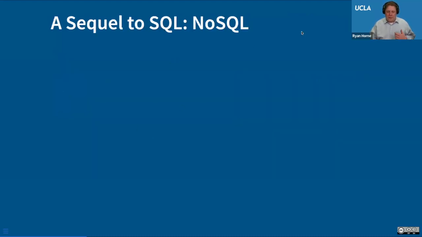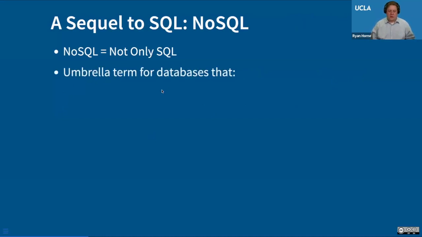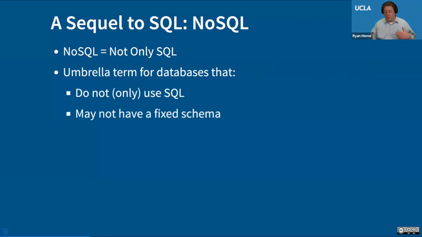And so to get around this, they decided to make a sequel to SQL called NoSQL. Say that 5 times fast. And what is NoSQL? NoSQL is kind of a recursive acronym, which is kind of fun. It means not only SQL, and this is really an umbrella term for databases that do not only use SQL, that do not necessarily have a fixed schema, and that might not rely on a tabular structure.